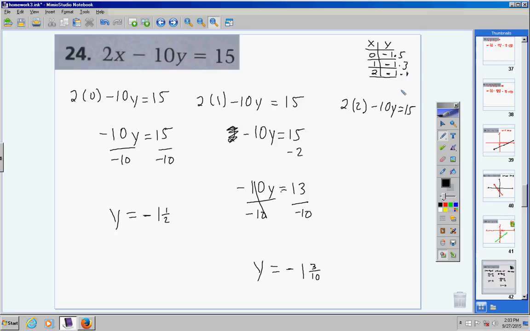Let's see if it is. Alright, 2 times 2 is 4, so I have 4, negative 10y equals 15. Cross the 4 off and bring it over here, it becomes negative, so negative 10y equals 11. Divide both sides by negative 10. These cancel. Y equals negative 1.1. 11 divided by 10 is 1.1. So it looks pretty good. I've got my 3 ordered pairs.